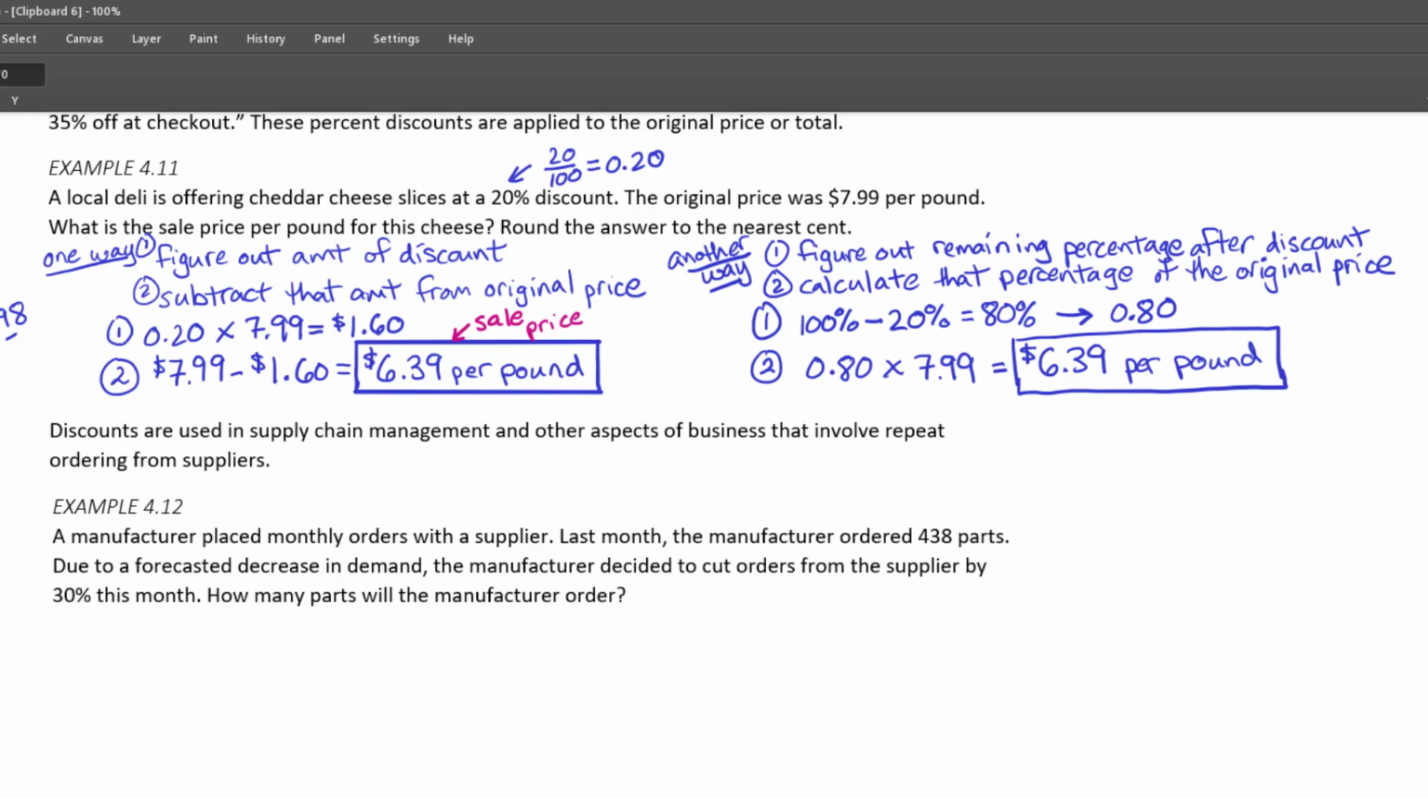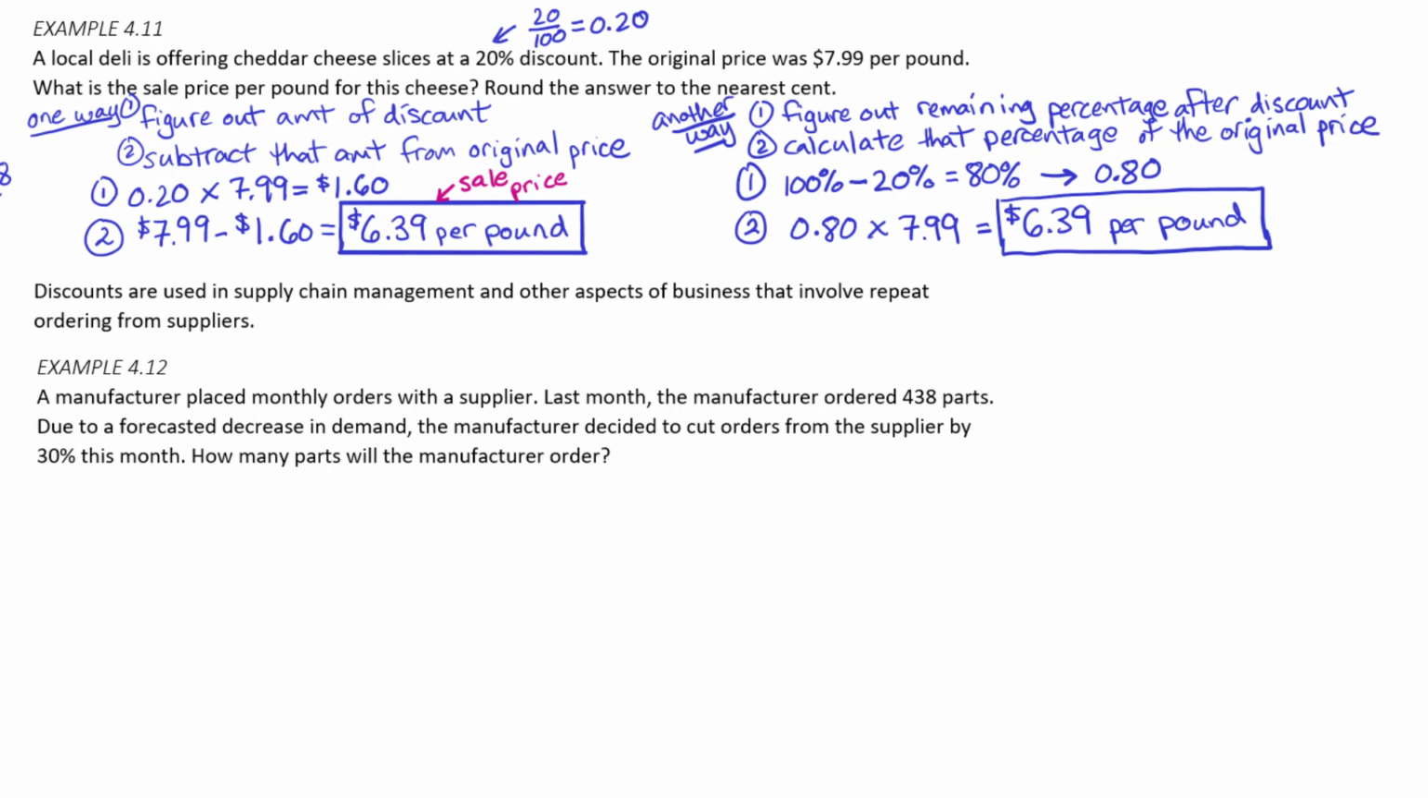Discounts are used in supply chain management and other aspects of business that involve repeat ordering from suppliers. Let's take a look at a typical example in example 4.12. A manufacturer placed monthly orders with a supplier. Last month, the manufacturer ordered 438 parts. Due to a forecasted decrease in demand, the manufacturer decided to cut orders from the supplier by 30% this month. How many parts will the manufacturer order?